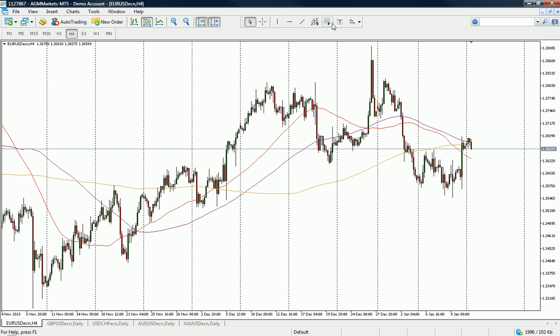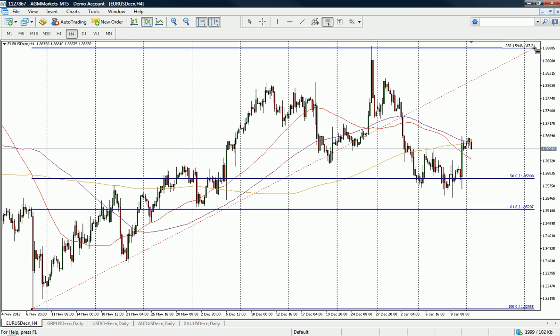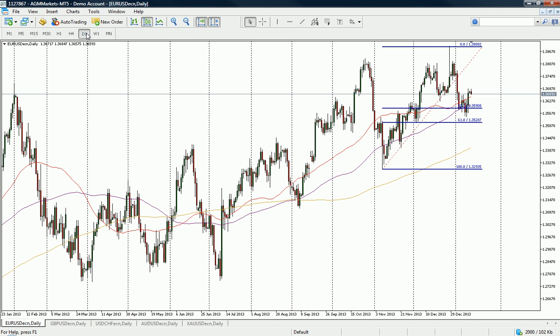On this chart, actually, you can look at this one here. This fib here, is that the same one? Yeah, that's the same one.